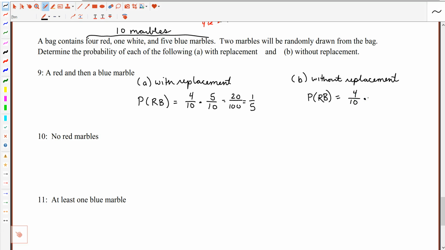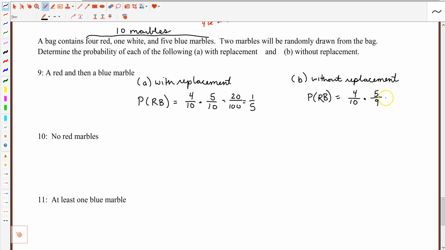Second stage of this experiment, the probability of pulling a blue marble out. Now at this point in time, we assume that the red was already pulled out and set aside. So we only have 9 marbles in the bag. So that'll build my denominator. And out of those 9 marbles, how many of them satisfy the condition about being blue? 5 of them do. So then that would build my numerator.